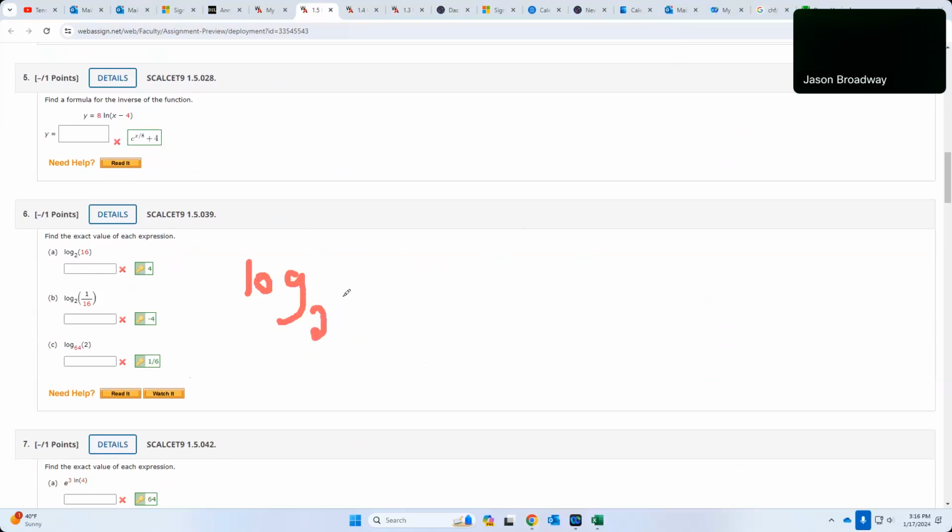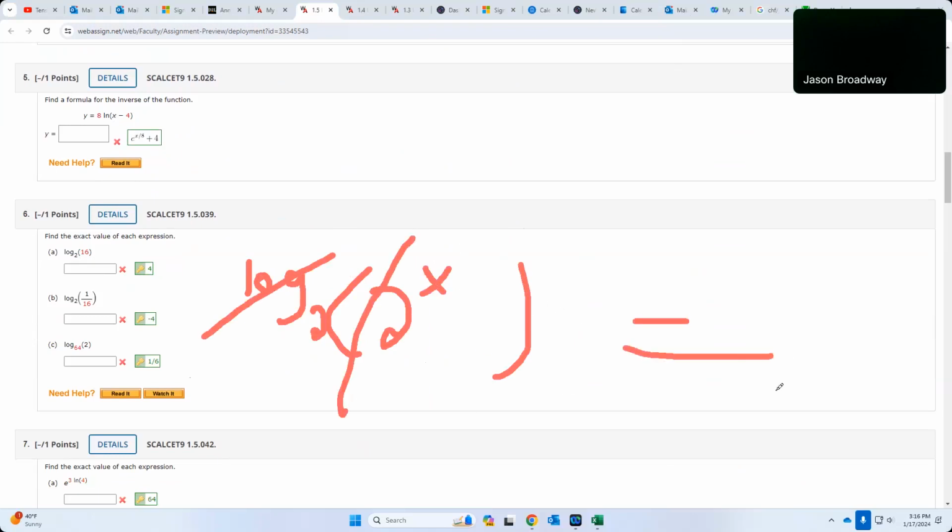Log 2, 2 to the X. Bye-bye here. Bye-bye there. And you just get X, right? That's an equal sign. Oh, it's an ugly equal sign too. That's an equal sign, I promise. Okay.